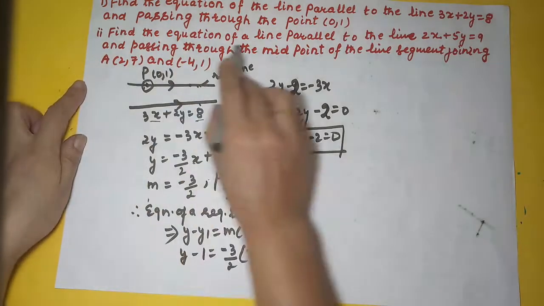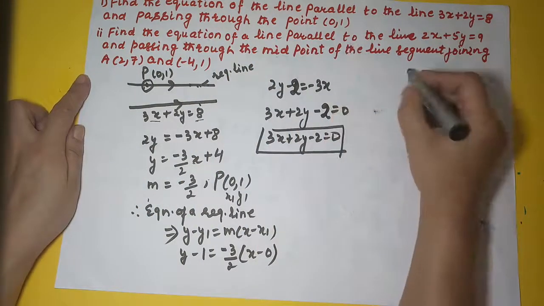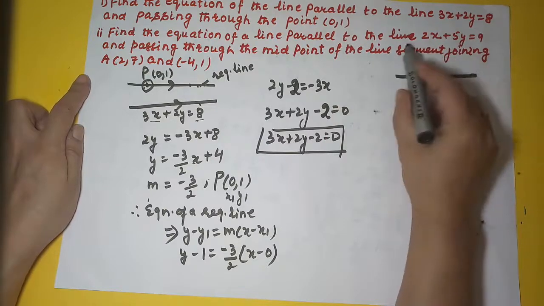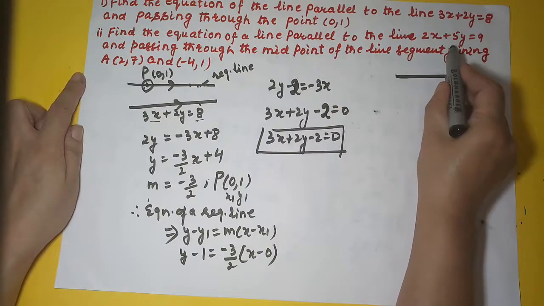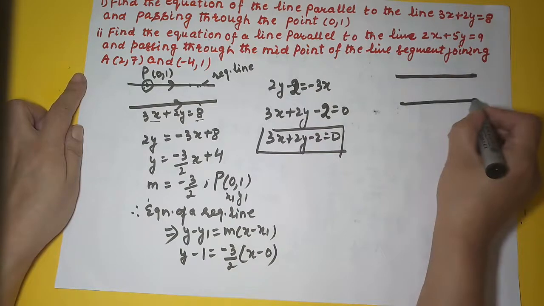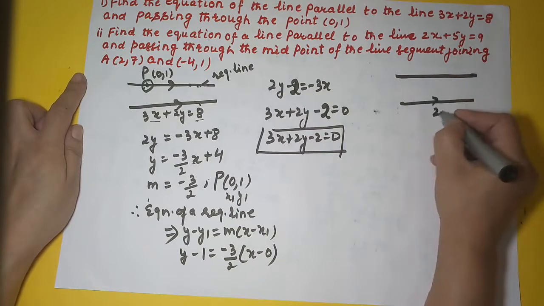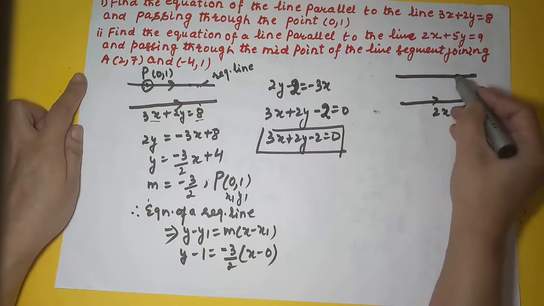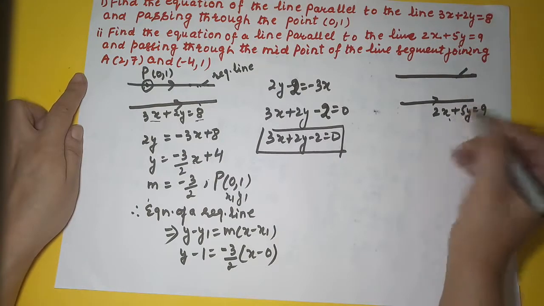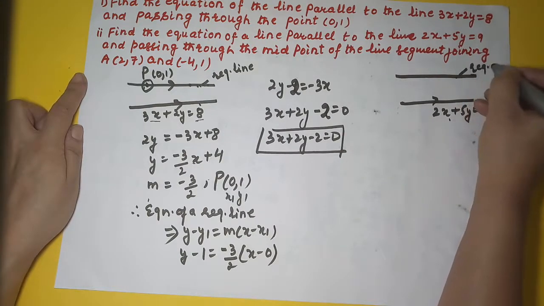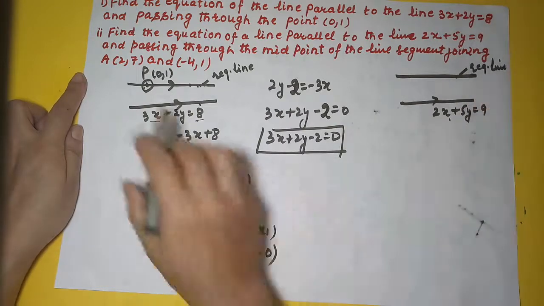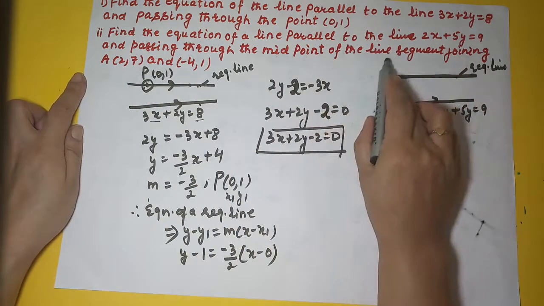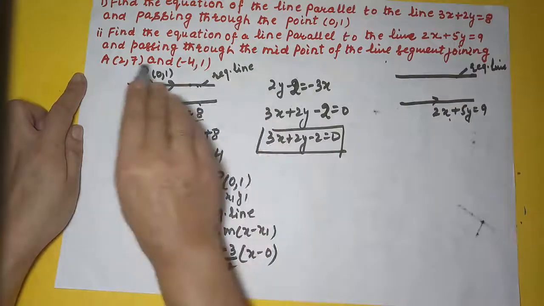He's saying find the equation of a line. Okay, this is our required line. This is parallel to this line, and the equation of this line is given. That means we are sure to find the slope of this required line by finding the slope of this line. This is my required line, passing through the midpoint of the line segment joining this and this.